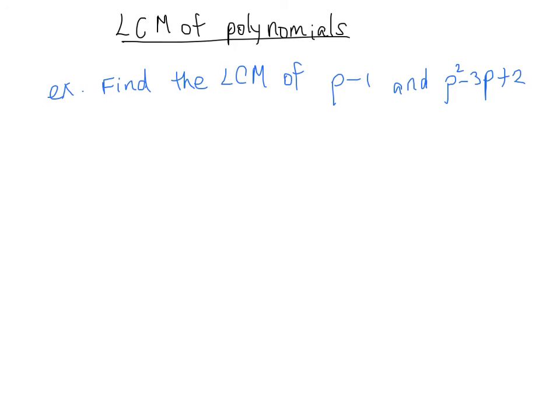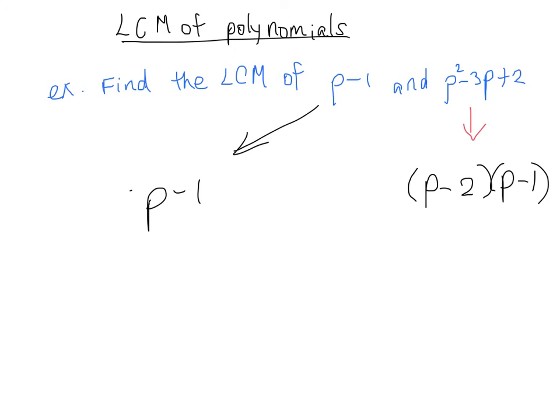All right, so let's factor the second one here. So when we factor that, we get p minus 2, p minus 1. So really, we are trying to figure out the lowest common multiple of p minus 1 and p minus 2, p minus 1.